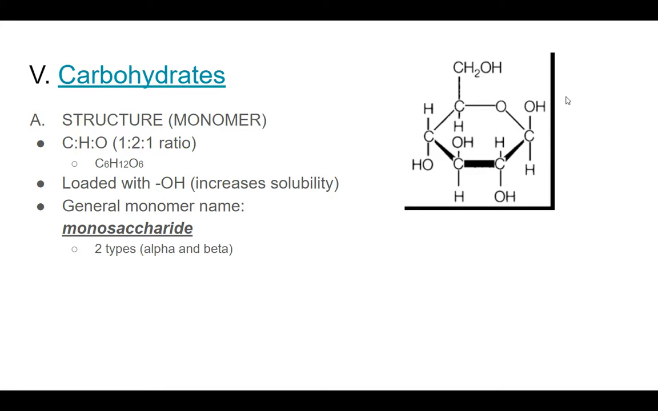There's actually two primary types of the monosaccharide. There's an alpha and a beta form, and we are going to read an article and talk more about alpha and beta linkage in class this week.